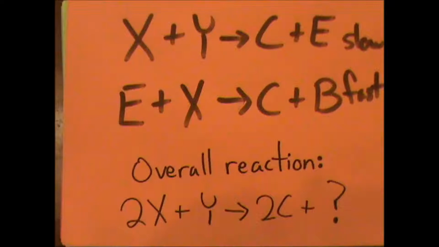So you just have to simply add things up. The e's will cancel as they are intermediates, and you'll end up with 2x plus y makes 2c plus b. So the only thing missing from that equation is the b.